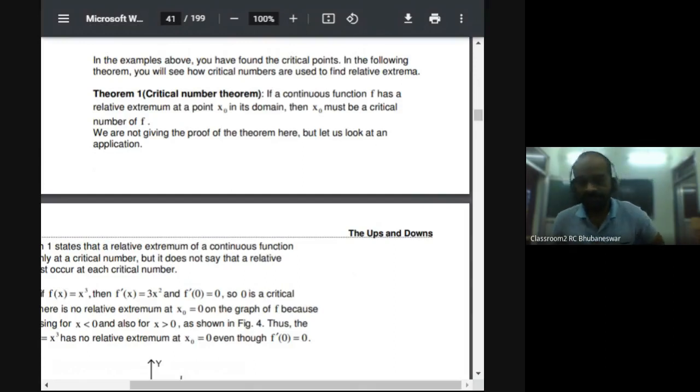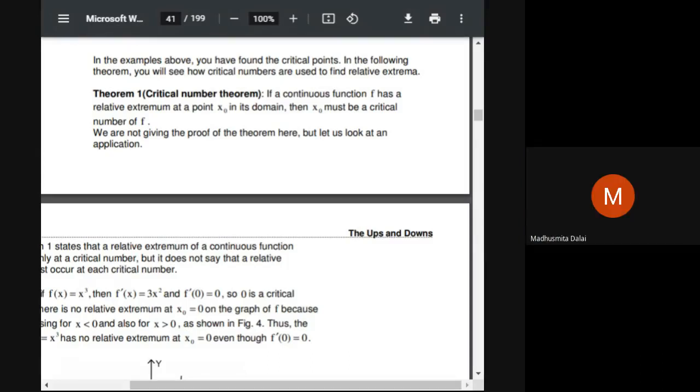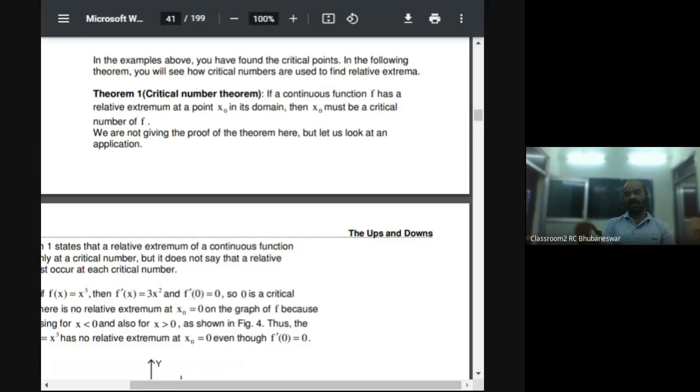Here again we may follow the definition of the critical number. To see the statement of this particular theorem: when a function is continuous and has a relative maximum at a point x0, then definitely that particular point must satisfy the definition of the critical point. So that is the main basic idea about the critical number theorem.